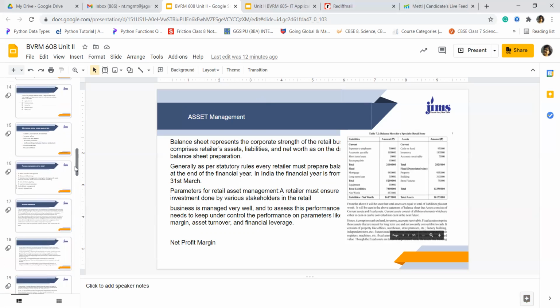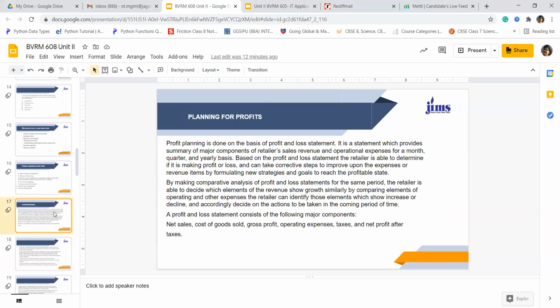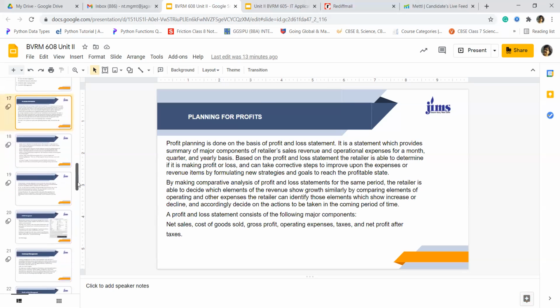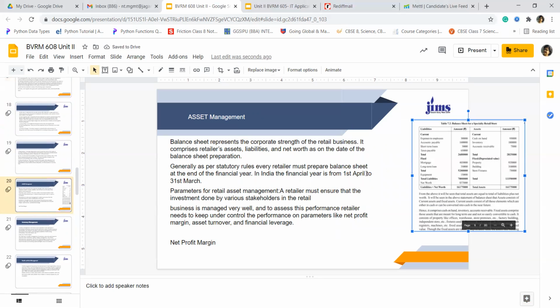Here we have done profit planning in the financial dimension. We are moving to asset management. The balance sheet represents the corporate strength of the retail business, comprising the retailer's assets, liabilities, and net worth as on the date of the balance sheet preparation. Generally, as per the statutory rules, every retailer must prepare a balance sheet at the end of the financial year. In India, the financial year is from 1st April to 31st March.